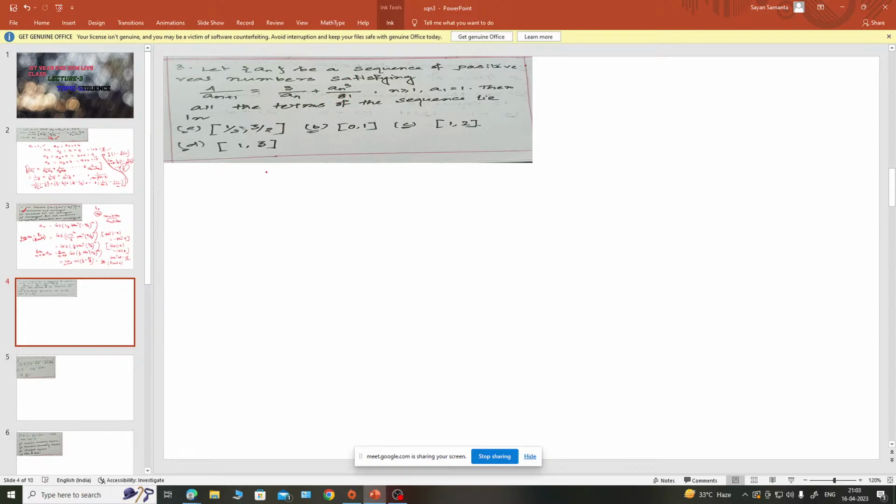So this question I will write first. 4 by a n plus 1 is equal to 3 by a n plus a n cube by 81. So a n is a sequence of positive real numbers satisfying this relation, and a 1 is equal to 1, then in which interval do the terms of the sequence lie? Which option is correct?